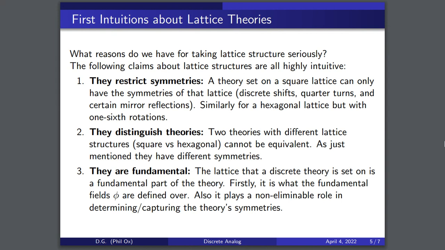Right. And it seems finally like lattices are fundamental. The lattice that a discrete theory is set on seems to be a very fundamental part of the theory. It's what the fundamental fields phi are defined over. They take lattice sites and maybe times and map them onto values, here temperatures, right? Also, it seems to play a non-eliminable role in determining and capturing the theory's symmetries. So it really seems like these lattices are baked in and are doing very substantive work in these lattice theories, and so we ought to take them seriously as part of the real commitment of what that theory is when it says what the world is like.